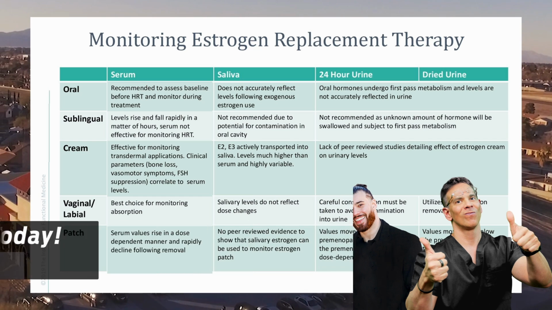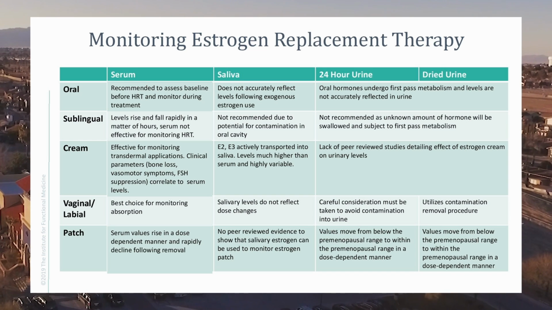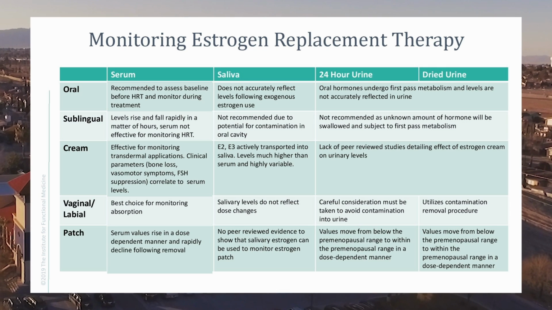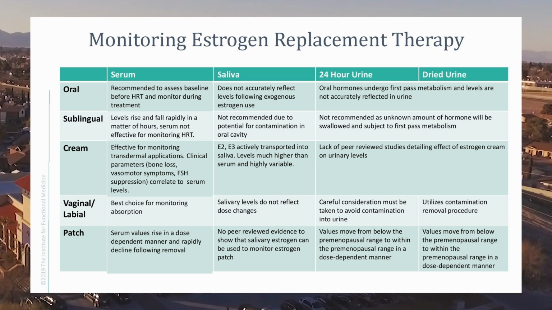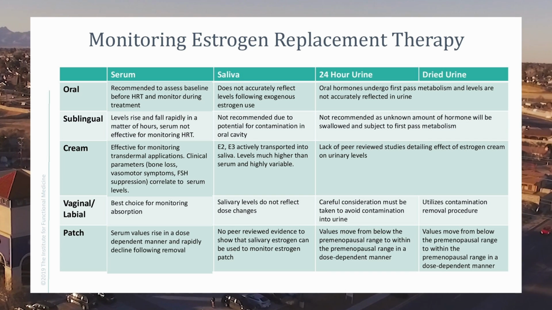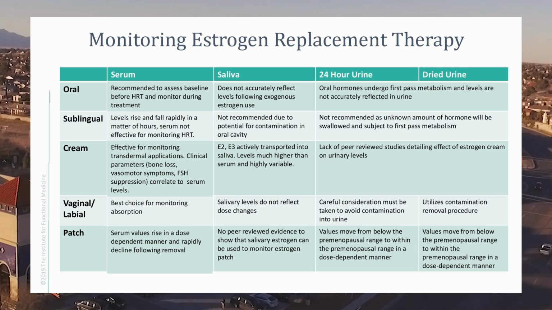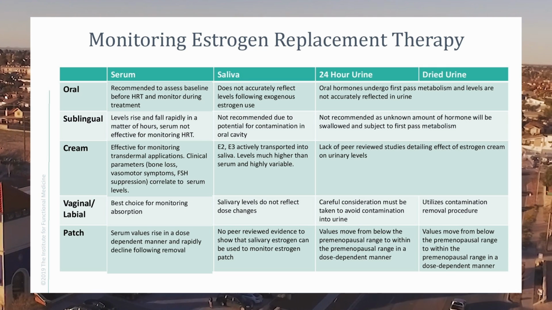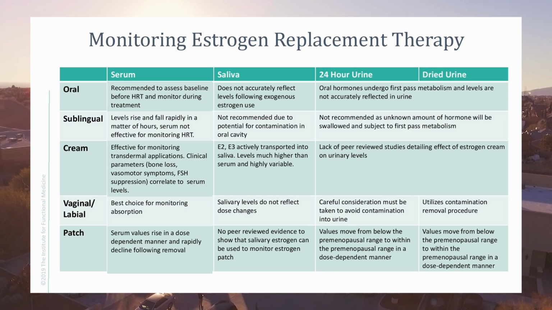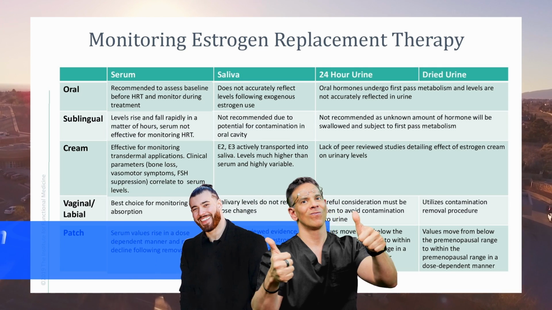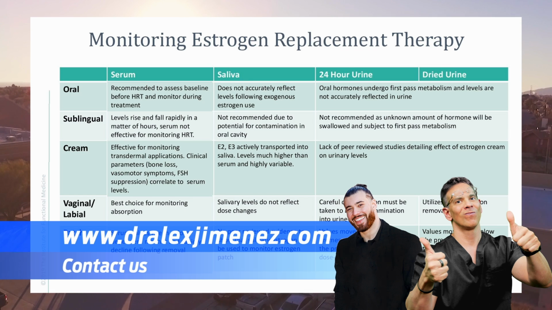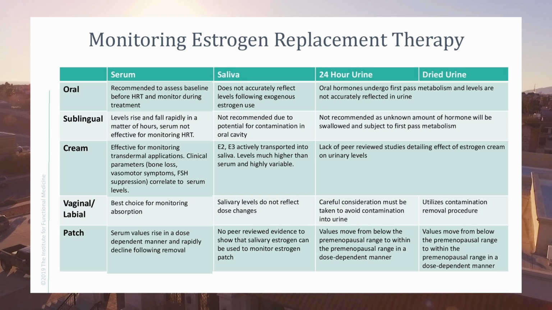There's no peer-reviewed evidence showing that salivary estrogen can be used to monitor the estrogen patch. And when it comes to urine testing and the estrogen patch, it does appear that the values in the urine will go up in a dose-dependent manner. So that implies that it may be relatively accurate, but again, it's not the best clinically validated test for an estrogen patch.